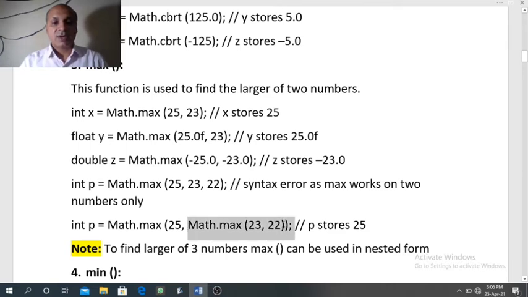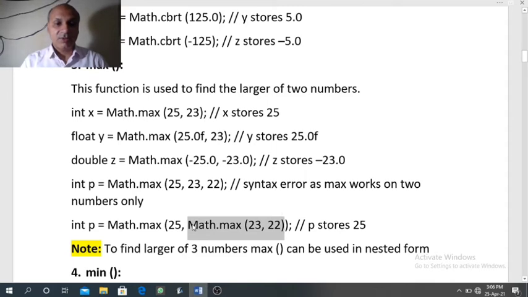So first we have to combine two numbers out of three together and apply math.max on these two numbers. That I have done here. In the inner bracket, math.max with arguments 23, 22 will run first. So it will find the larger of these two. So the answer will be 23.